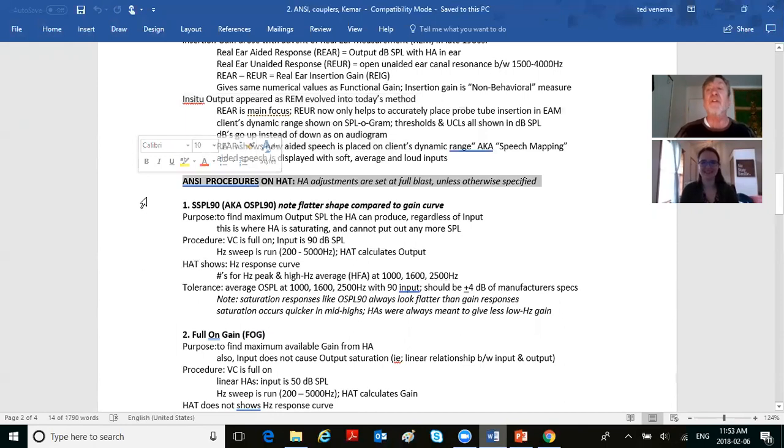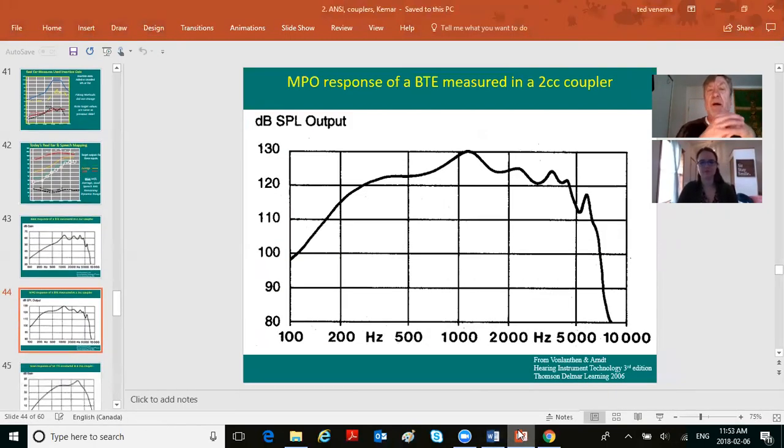Okay, here we go. The first ANSI measure is called OSPL90. In the old days it was called saturation sound pressure level, with 90 coming in. When you think about SSPL or OSPL90, I want you to think about this slide here. The hearing aid is bloated. This is slide 44 out of 60 in your PowerPoints. Look at the shape of that output. Look at how it's almost like my cheeks. The sponge can only hold so much water, okay?